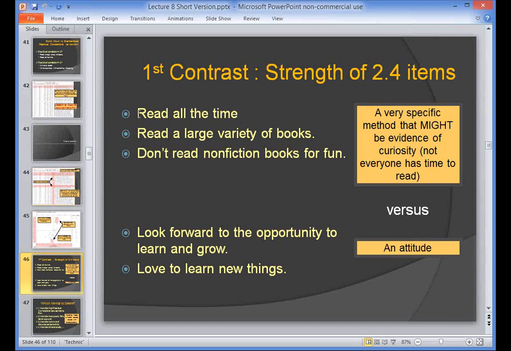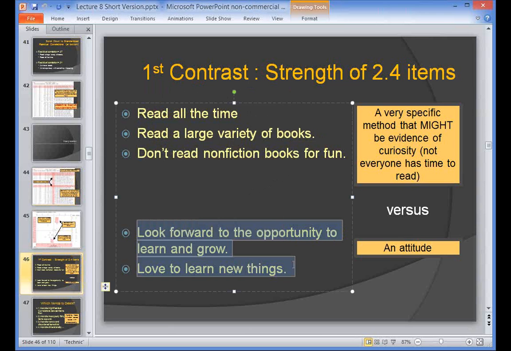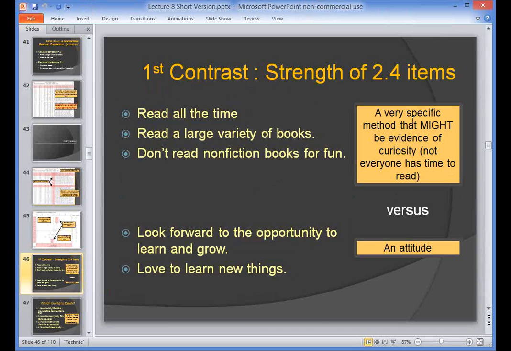So the most highly positively loaded items are read all the time, read a large variety of books, don't read nonfiction books for fun. The strongest loaded negative items are look forward to the opportunity to learn and grow, love to learn new things. So maybe the contrast is that the first is a very specific method of satisfying curiosity, and the second is an attitude. So that might be the contrast. That might be one interpretation of that contrast.